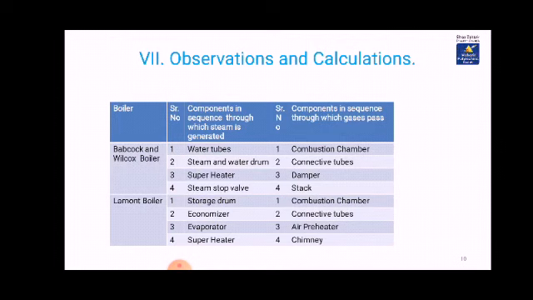After the convective tubes, these hot gases surround the air preheater. Next, after the evaporator, this steam is passed through the superheater and it gets superheated. Last, the flue gases are released into the atmosphere through the chimney.